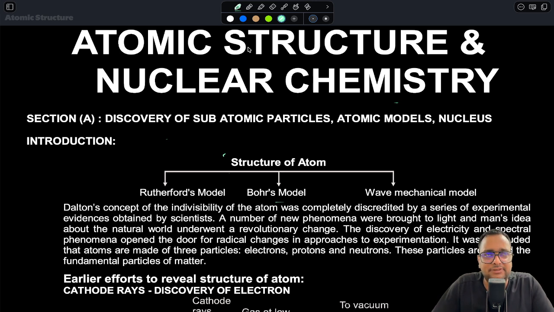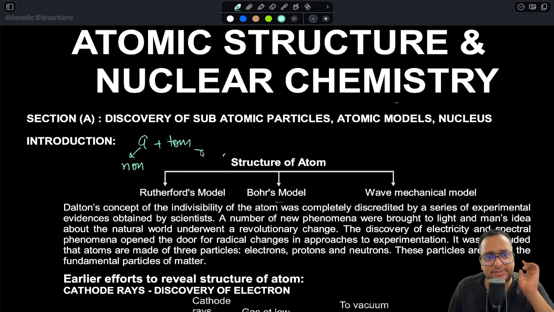Atom is made up of the terms A plus TOM. A means non, TOM means divisible, so it means non-divisible. That was the initial definition which scientists proposed about the atom. So first of all, Dalton's atomic theory came.